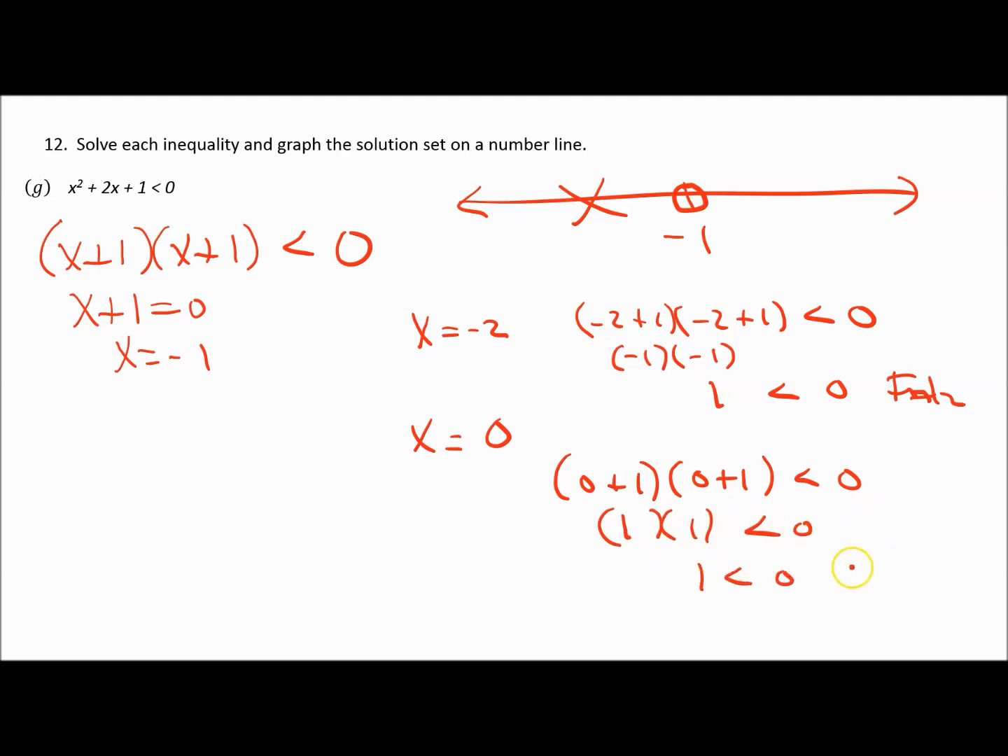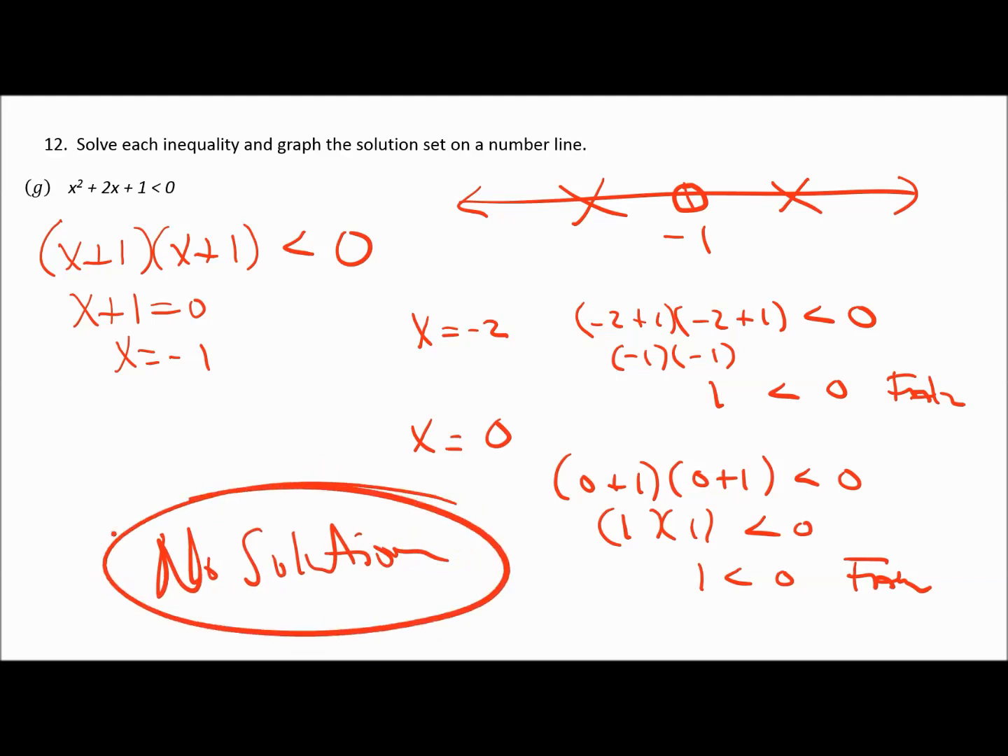That's 1 less than 0. Nope, that's a false statement as well. So we don't include that either. And this was open. We don't include that. So what does that mean our answer is? Well, nothing. This has no solution. There are no numbers, period, that make that inequality true.